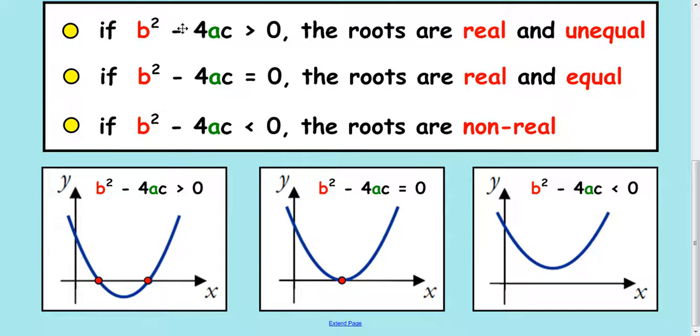So to recap, if b squared minus 4ac is greater than 0, the roots are real and unequal, they're not the same. If b squared minus 4ac is equal to 0, then the roots are real and equal, the roots are the same here, it's just one root. And if it's less than 0 discriminant, the roots are non-real.